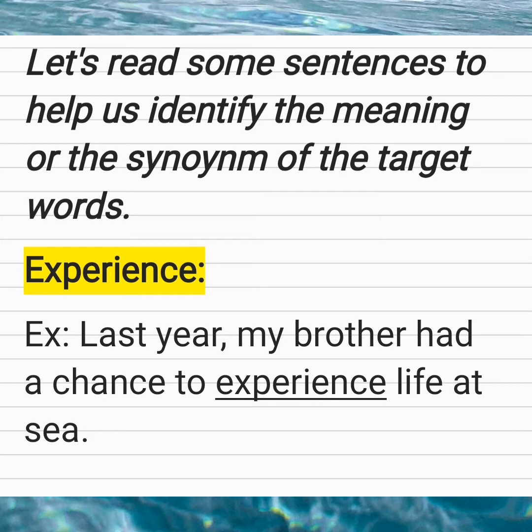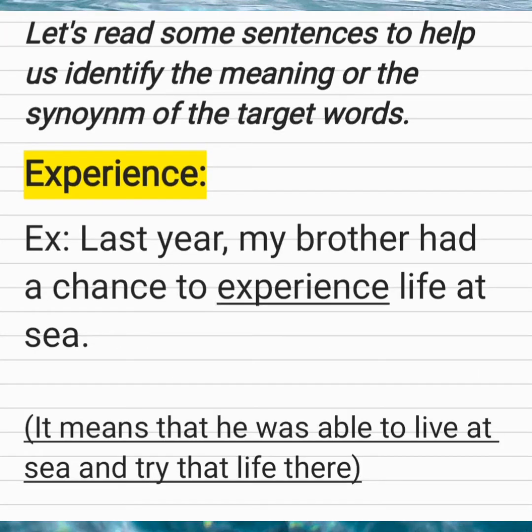You have to know that this word might come as a verb or as a noun. In this sentence, here it is a verb. Last year, my brother had a chance to experience life at sea. Can you figure out its meaning? To experience life at sea means that he was able to live at sea and to try that life there. So he was able to live a situation or an event.